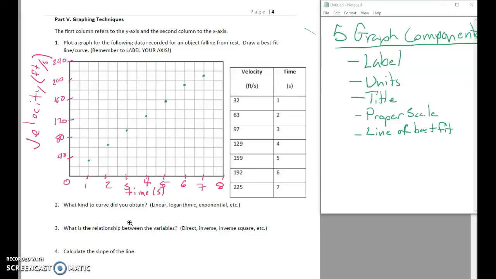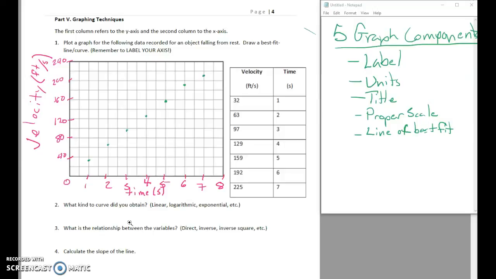Graphing is an integral part of physics. In fact, I would say it's one of the major parts that we're going to be covering because it is the best way to show relationship between variables, which really is the whole purpose of the class. We're going to be analyzing different variables and how they interact. With every graph, I am really expecting 5 major components.